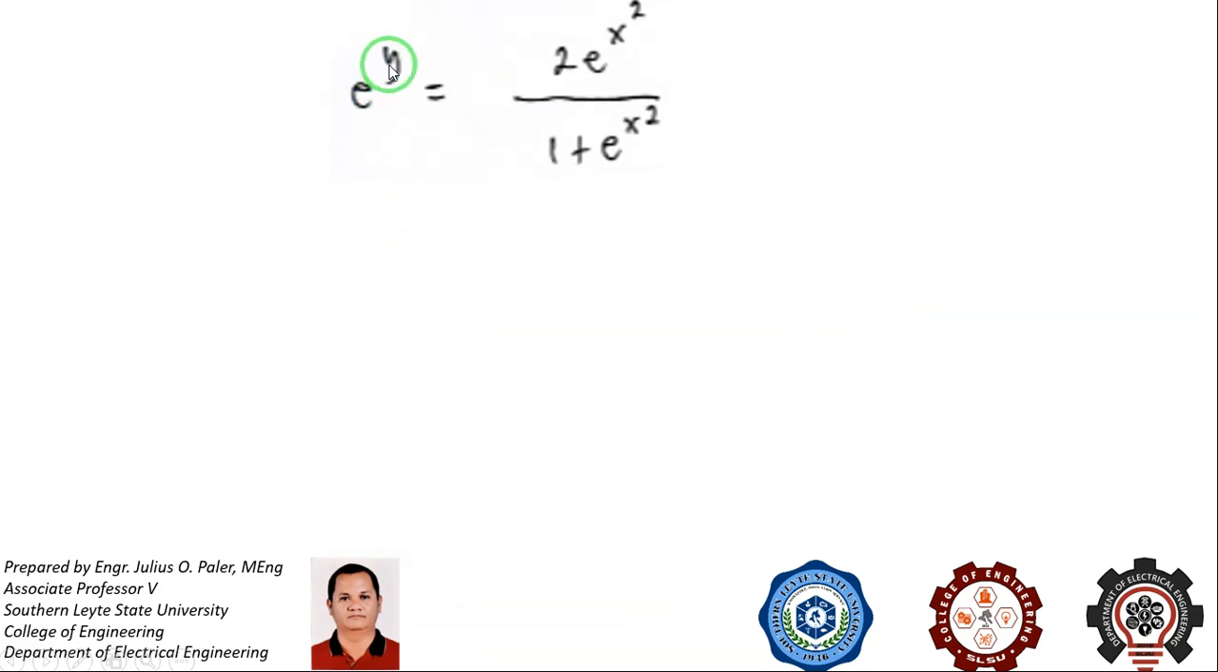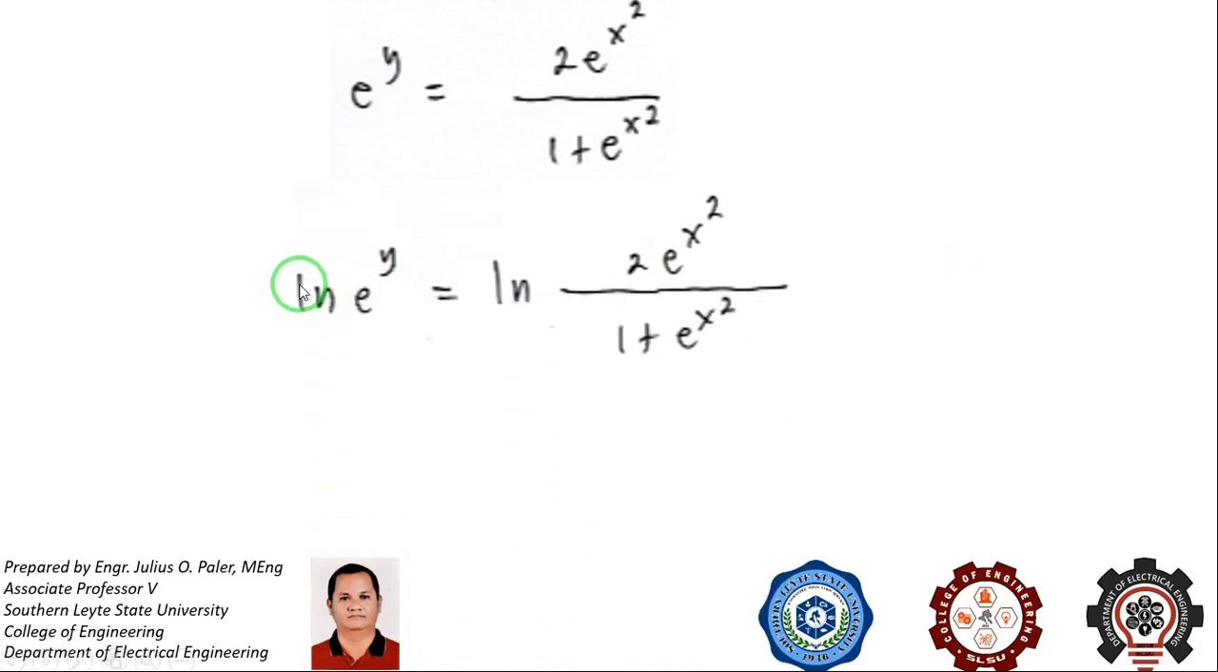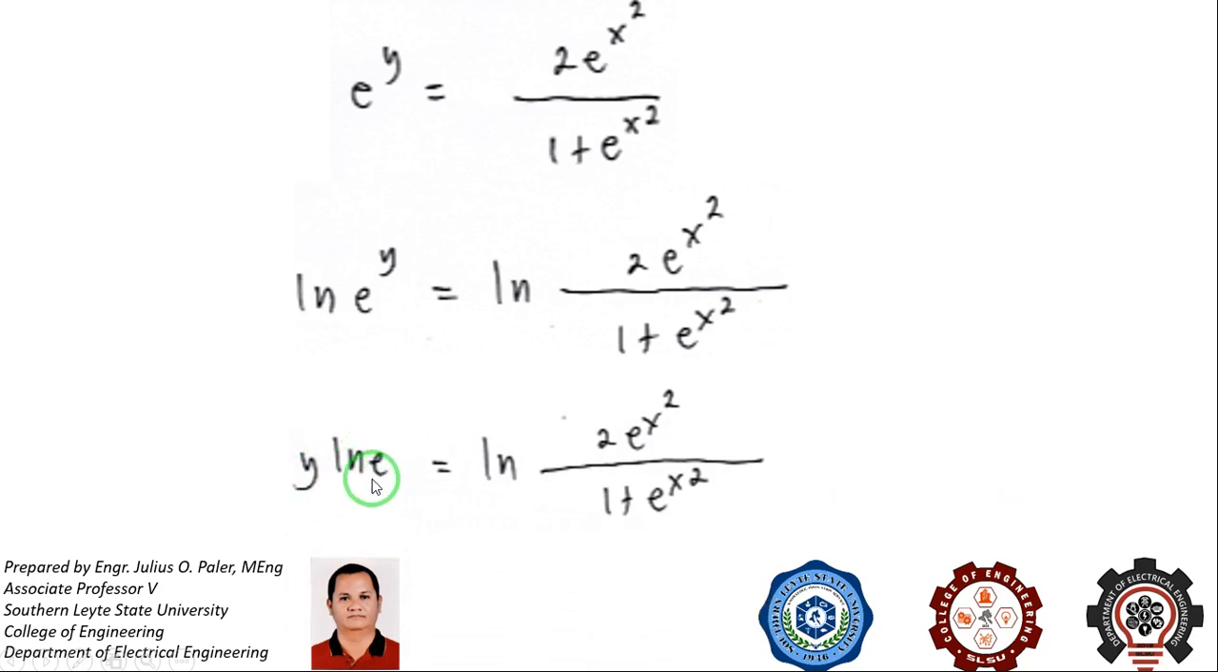Now we attempt to solve for y, since this is the form that is used by the book. So we need to arrive at an answer similar to that of the book. We have e to the y equal to 2e raised to x squared all over 1 plus e to the x squared. Now we take the natural logarithm of both sides. So we have the natural logarithm of e to the y and the natural logarithm of 2e to the x squared all over 1 plus e to the x squared. But ln of e to the y is just equal to y ln of e. We just copy the right side of the equation. But ln of e is just equal to 1.